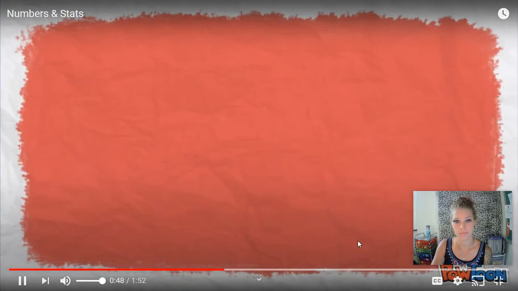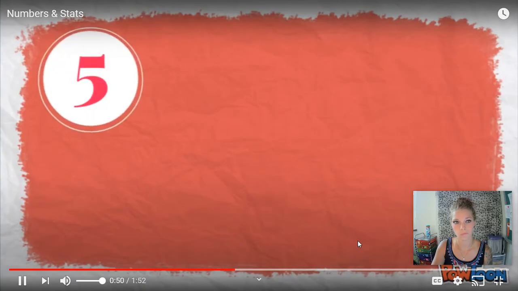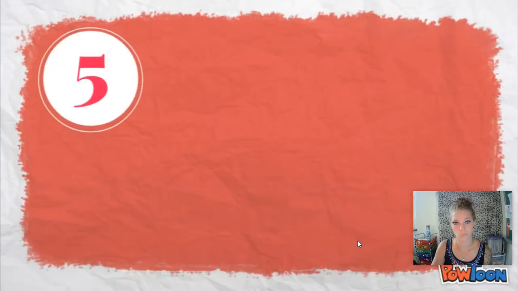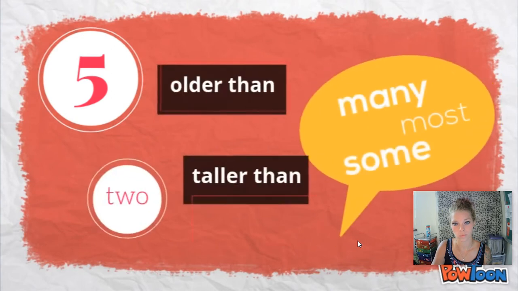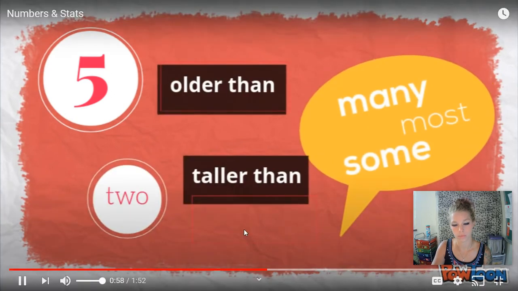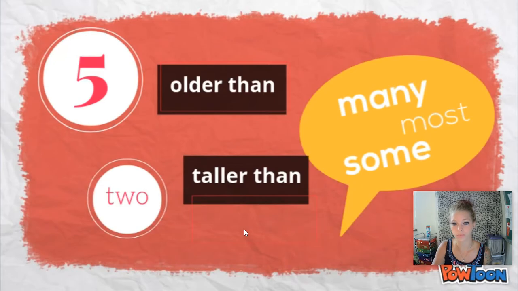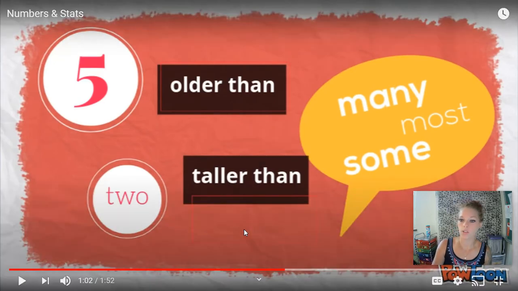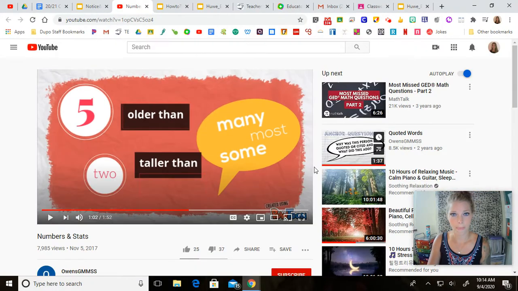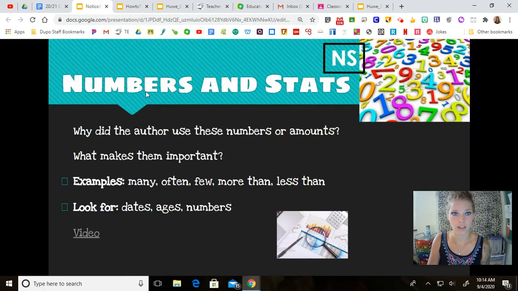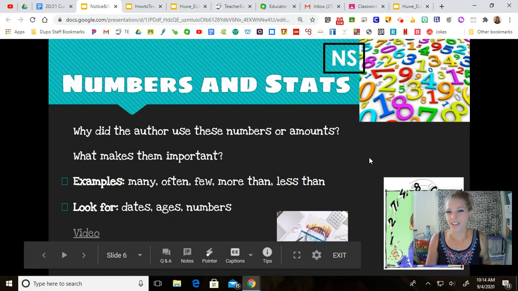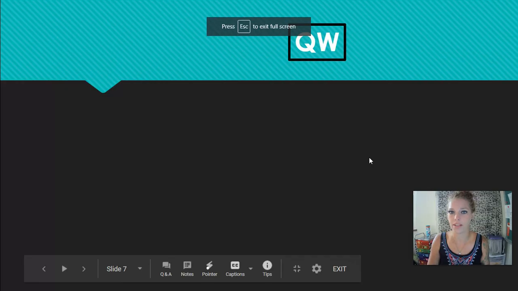It is important to note that numbers and stats do not always need to be specific numbers or amounts. The author may use numerals and words as well as indefinite quantities such as many, most, some, taller than, etc. Okay, so this is what I wanted to show you, just to explain a little bit more. So it's not just going to be dates or percentages. If you see words like many, most, or some, that's also going to be a number stat. So we'll just exit there. And that's kind of the summary of numbers and stats.